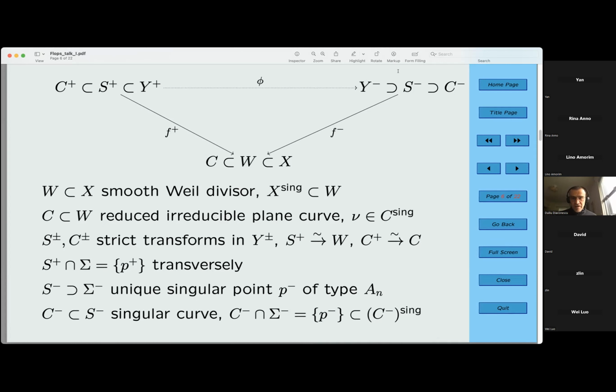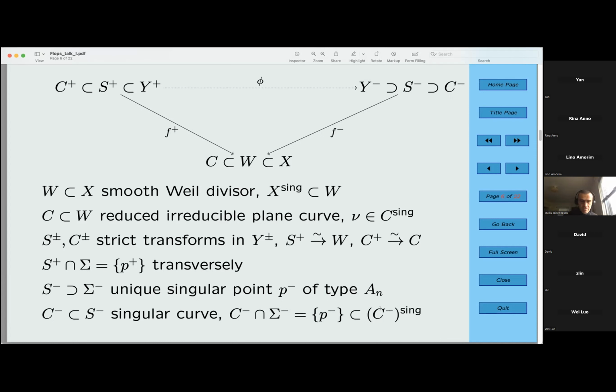Now on the other side, something interesting happens, because the way you do the contraction, the strict transform of W now turns out to be a singular surface. It's no longer smooth. It has a unique singular point of type A_n. And C becomes, by strict transform, a curve C minus, a singular curve inside the singular surface, which again is singular at the same point as the singular surface.